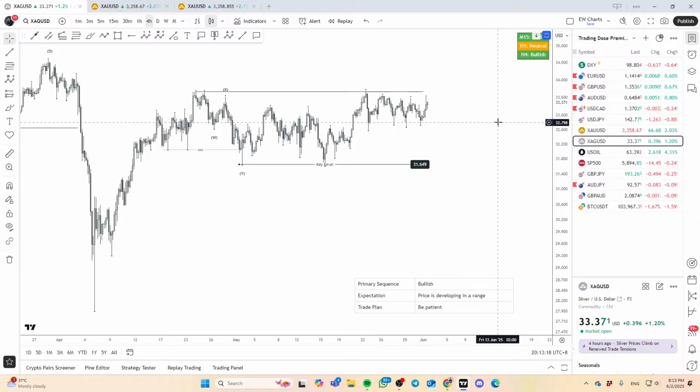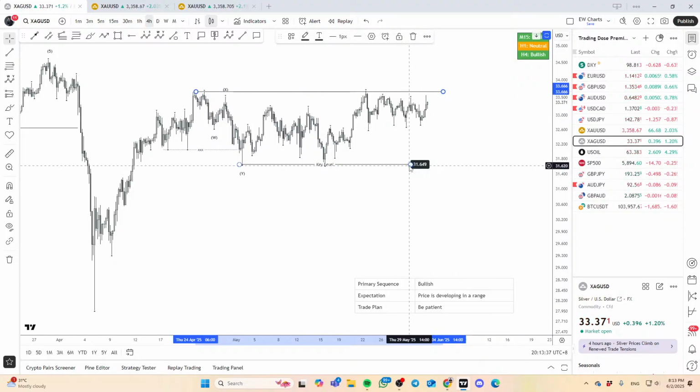Okay. Then we have the silver. Silver right now is basically still in a consolidation, so really nothing much there. You probably just want to leave it and wait until price makes a breakout, right? So right now we're just going to maintain neutral.